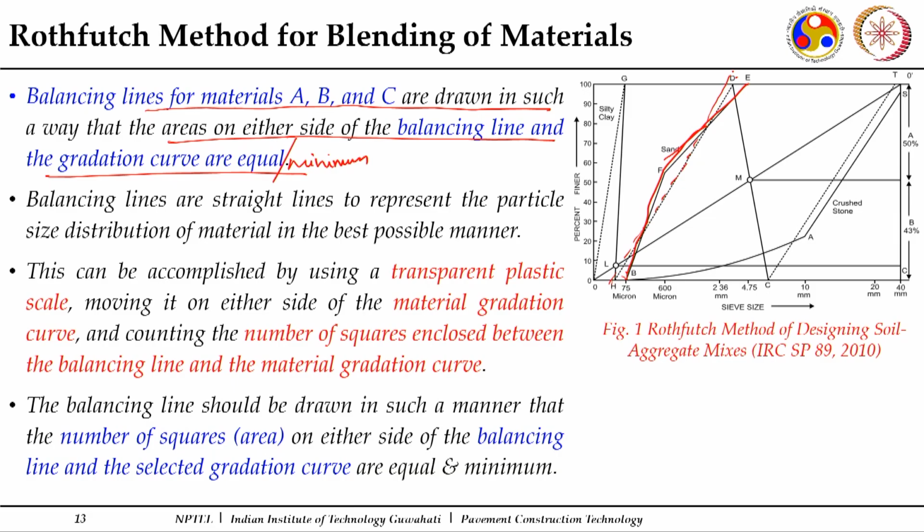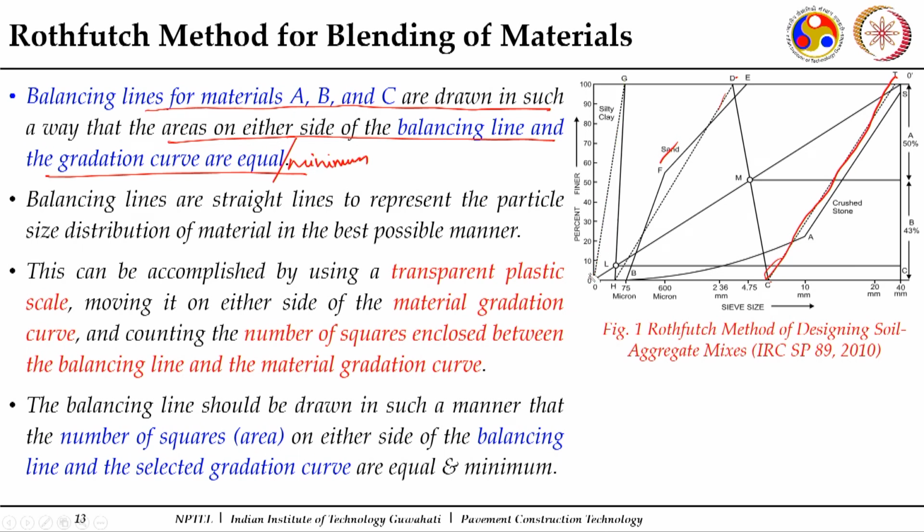What is there on the graph paper? I will see how many squares are on this side, how many squares on that side. So, this number of squares plus this number of squares should be equal to this number of squares. Now, this makes the balancing line, and this total number of squares should be minimum. So, I'll try to make this balancing line as close to the existing one. This straight line best represents the gradation B. This dotted line best represents my gradation A. Again for this particular one, this is the best line for my C material.